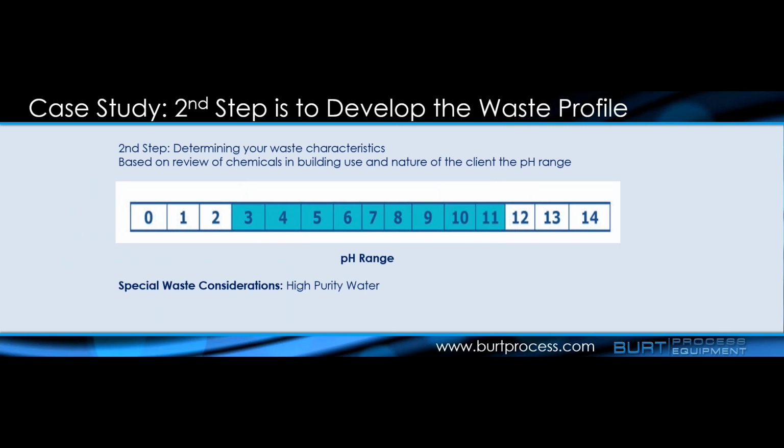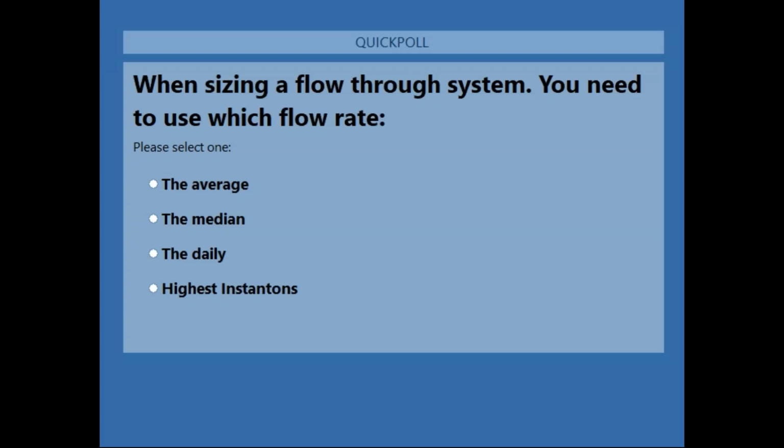Reviewing the waste profile would also come into play in these cases. So, if this was, say, a standard collegiate lab style building, you're probably looking at pH 3 to 11. And then special waste considerations. If you did have high purity water, you'd have to have your bicarbonate addition.